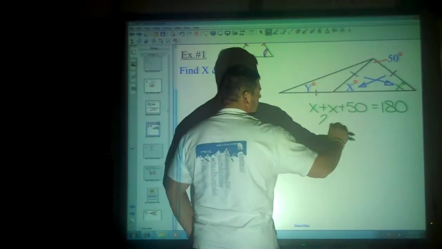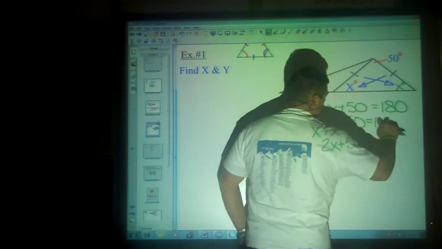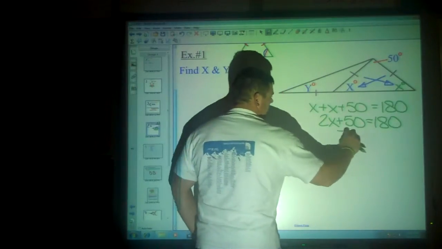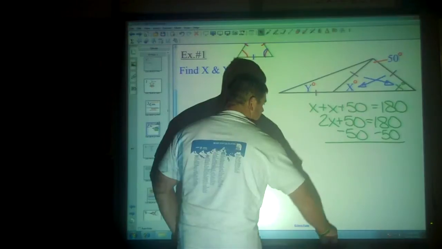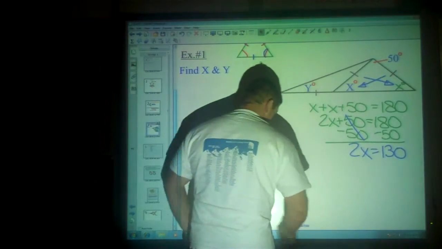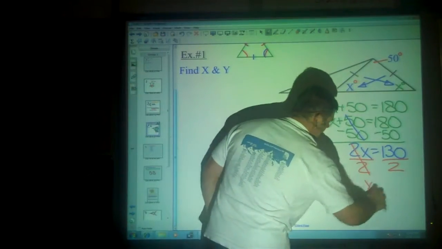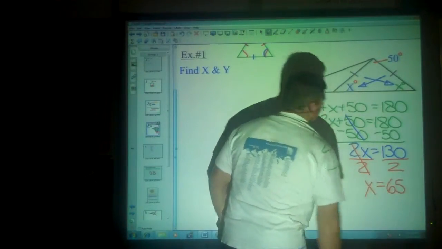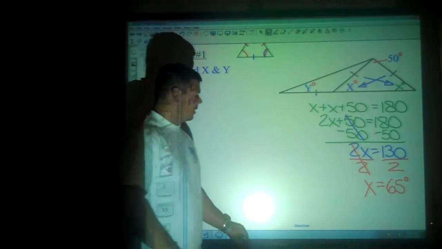Add your like parts. 2x plus 50 now equals 180. We subtract 50. 2x now equals 130. We divide both sides by 2. And we have figured out that the x value is 65. 65 degrees.